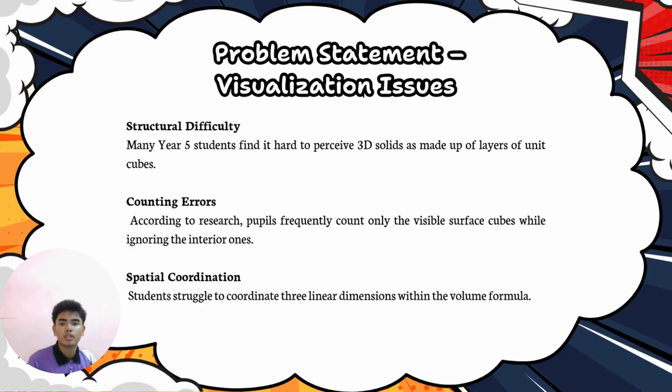The next one is spatial coordination. Students struggle to coordinate three linear dimensions within the volume formula. Even though students already know how to multiply, they struggle when multiplying width, length, and height, which are three numbers. They need to know the difference between width and height, and between length and width, so they might sometimes confuse those three.